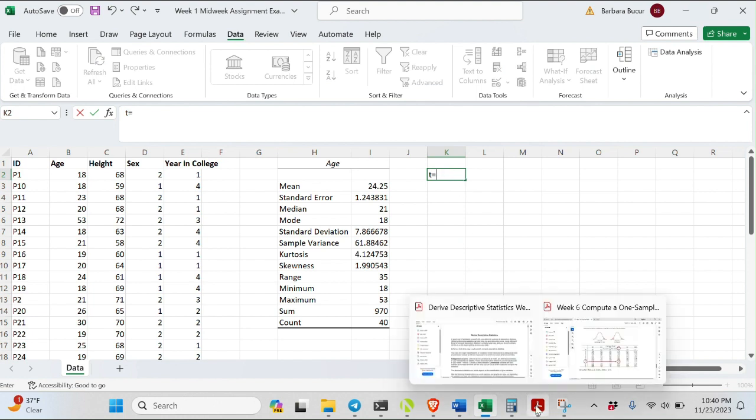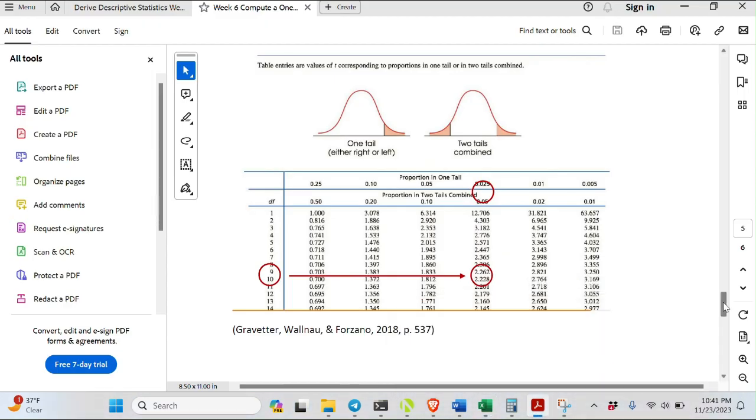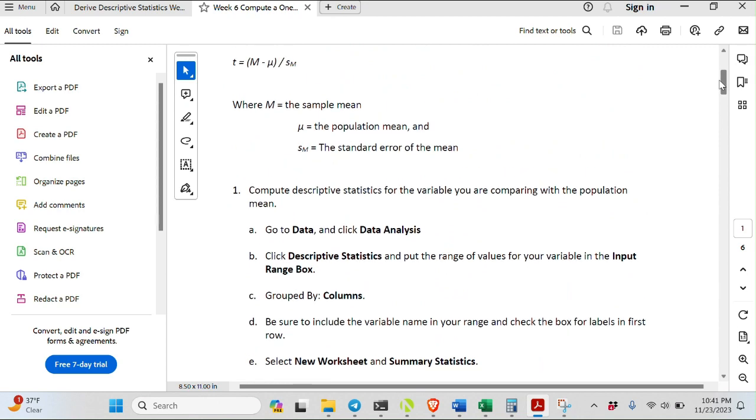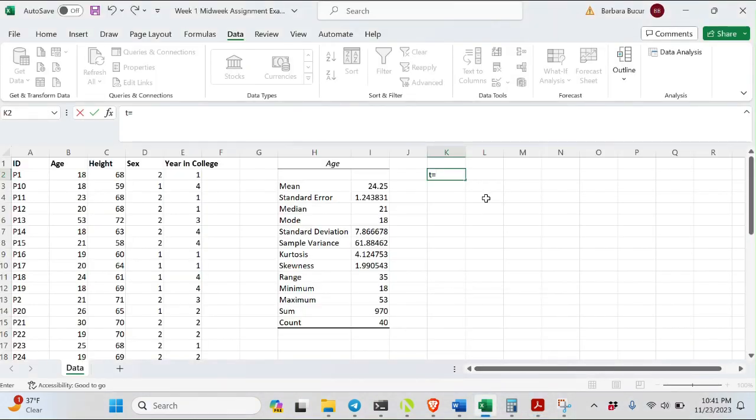And then going to the course resource, going back up a little bit, you can see that the formula for T is, so this is the symbol for the sample mean. So it's the sample mean minus the population mean divided by the standard error of the mean. So that's what we're doing with this. And so you'll have to type that. Don't type it in this cell where you put T equals, put it in the next cell.